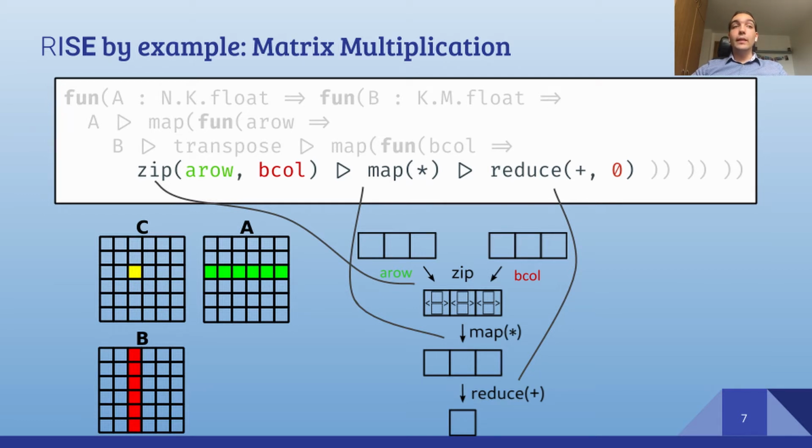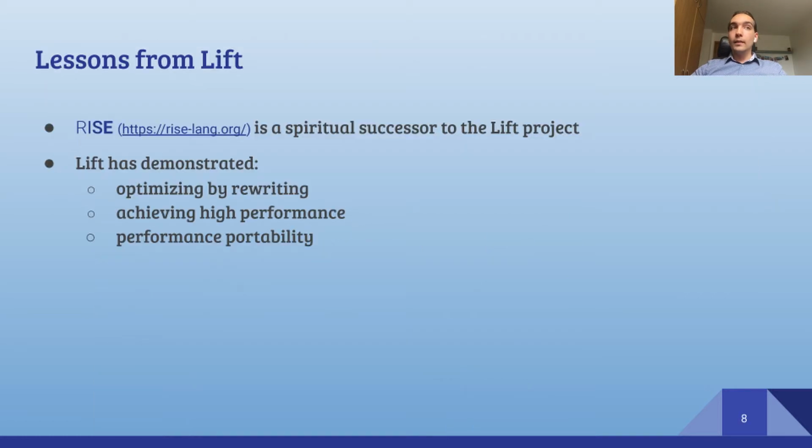One of the main things you should note here is that the matrix multiplication is actually built out of the dot product by composition. This means when we have an optimization for the dot product, it automatically applies to the matrix multiplication as well. This representation is heavily inspired by Lift, and RISE is a spiritual successor to the Lift project. Lift has demonstrated optimizing programs by rewriting them, achieving high performance with this approach, and performance portability.